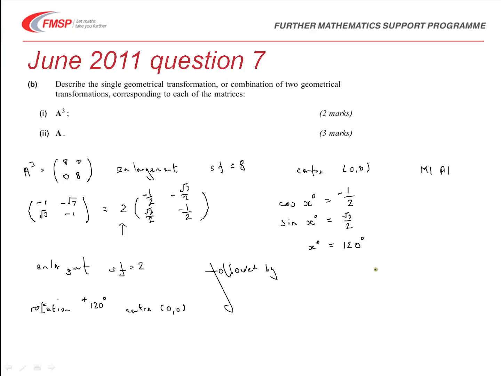So there's a method mark for 1 mark. You would get a mark for establishing the correct enlargement scale factor and 1 mark for establishing the correct rotation with its angle of rotation.